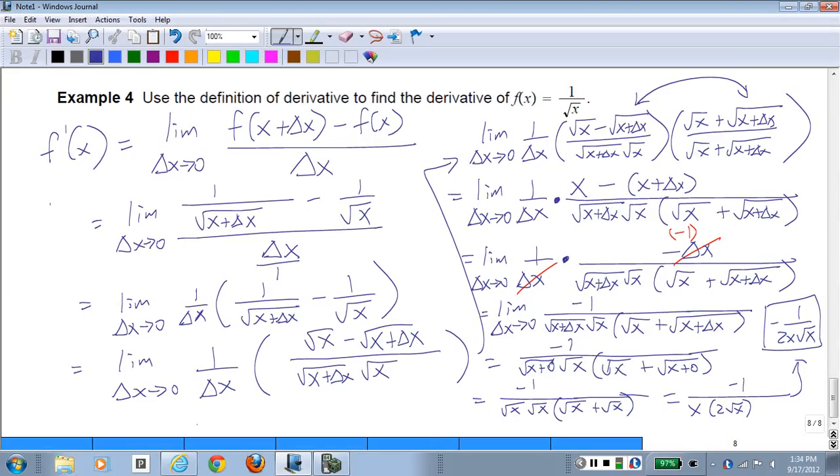And I believe it has the same domain as the function. X has to be positive, and for this one, certainly x also has to be positive.